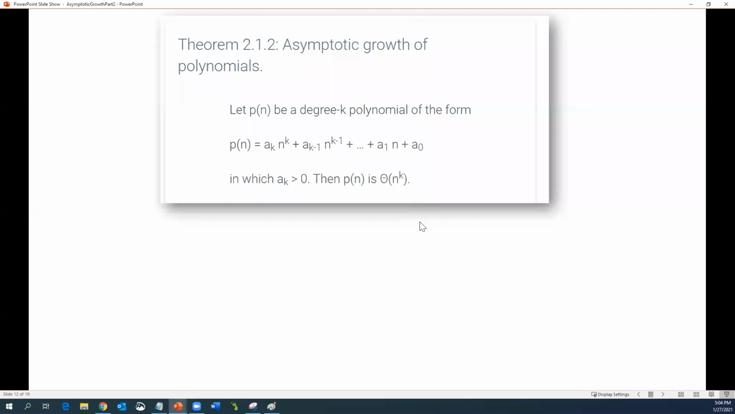And how do we know that? Well, we just said a polynomial of degree k is O of n to the k. We said that earlier. And then we just said that a polynomial of degree k is omega of n to the k. So that shows, based on the definition of theta, that that function is theta of n to the k.